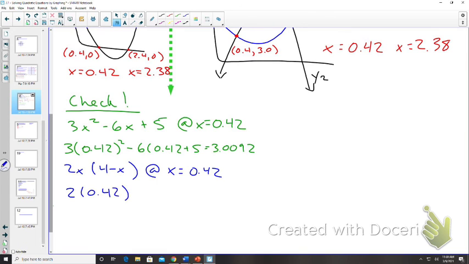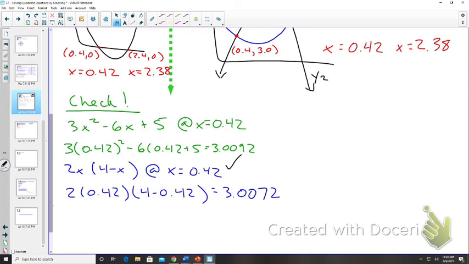So 2 times 0.42 multiplied by 4 minus 0.42 is equal to 3.0072. I mean, it's off by about a thousandth. I always have difficulty saying that. But this is good. So x is equal to 0.42. That is close enough.